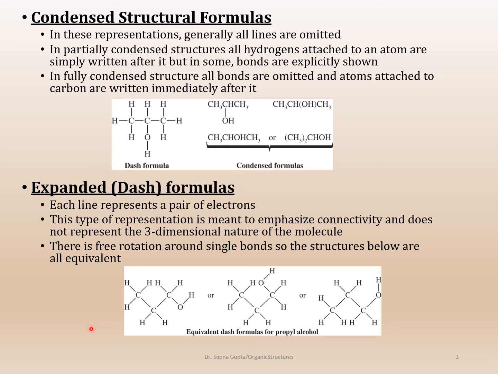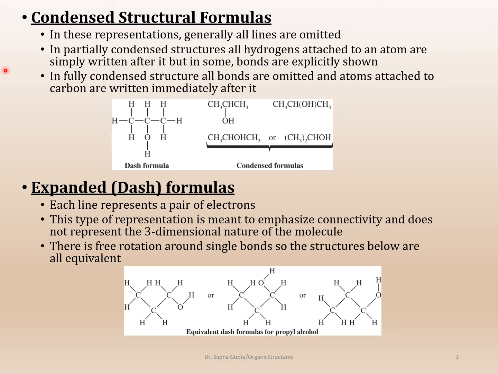So first of all, what is a condensed structure? A condensed structure is one in which you will not see any bonds at all. Okay, now fully condensed structure is where you do not see any bonds at all. And partially condensed is where you see some bonds sometimes, and it depends on what kind of structure you are trying to draw.